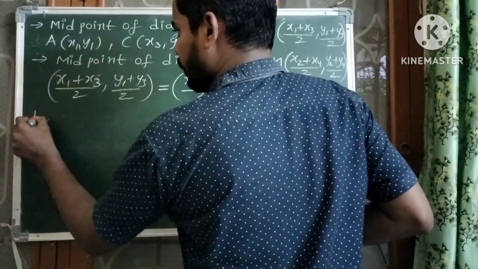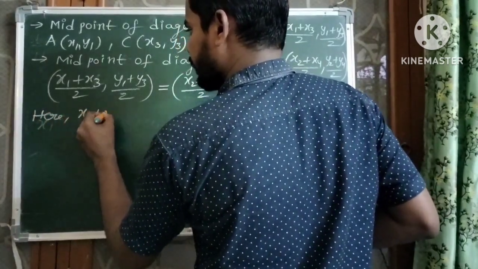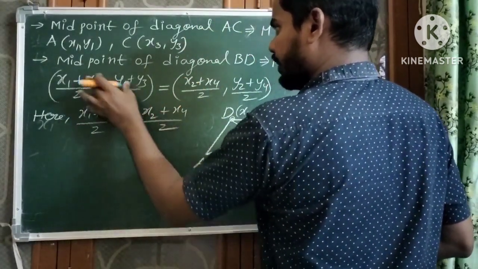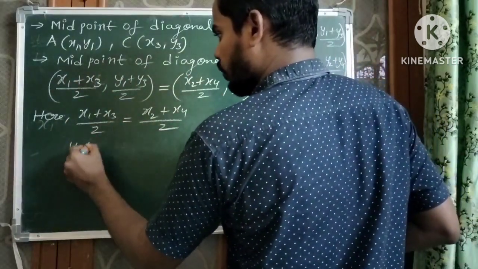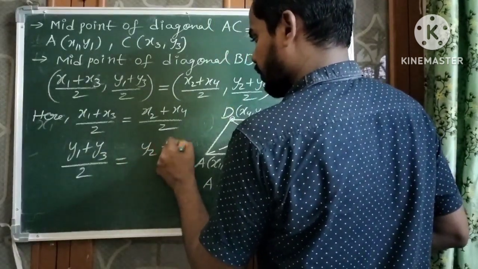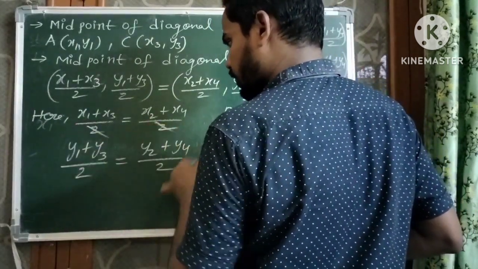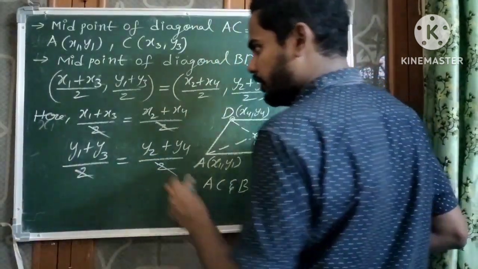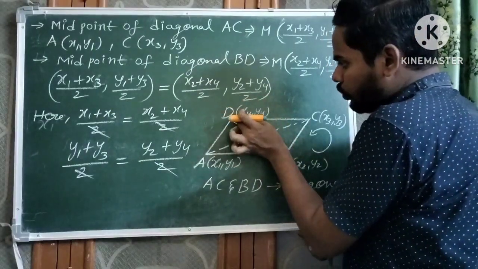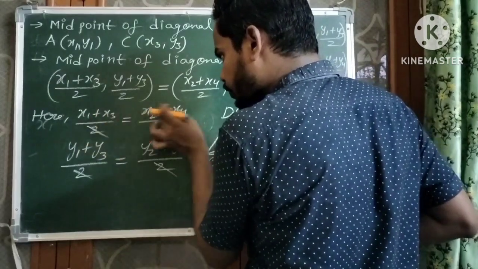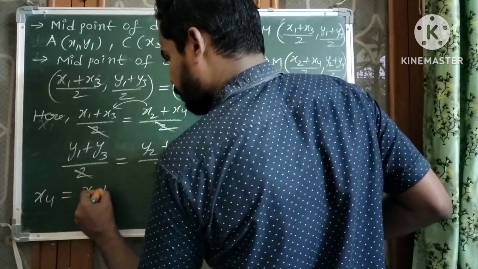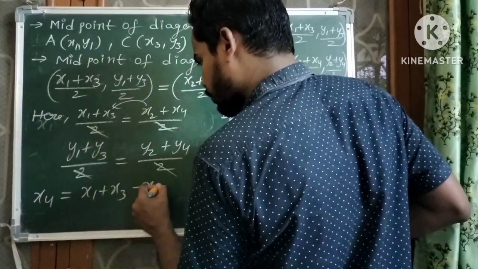It means here x1 plus x3 by 2 is equal to x2 plus x4 by 2. X coordinate equal to x coordinate. Similarly, y coordinate equal to y coordinate. y1 plus y3 by 2 is equal to y2 plus y4 by 2. So denominator to denominator gets cancelled. We need coordinates of vertex D. So we need x4 and y4. How do you get x4 from this equation? Transpose x2. x4 is equal to x1 plus x3 minus x2. Positive x2 becomes negative x2.